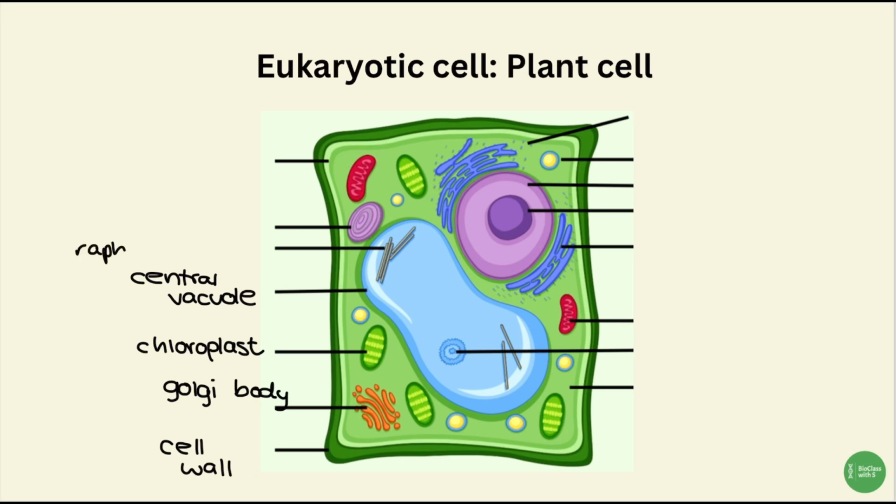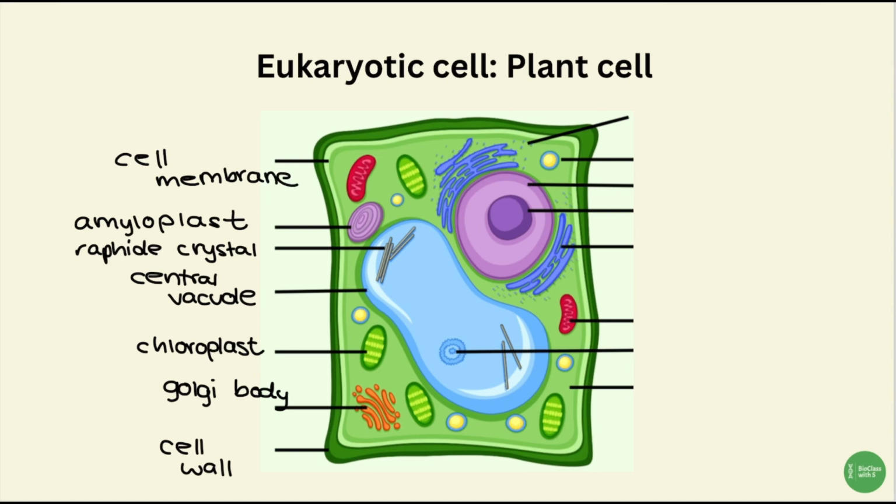This right here is the graphite crystal, which is a defense mechanism against plant-consuming animals. Next up is the amyloplast. They synthesize and store starch. This right here is the cell membrane, and it controls what enters and exits the cell. These right here are ribosomes, which are again used for protein synthesis.